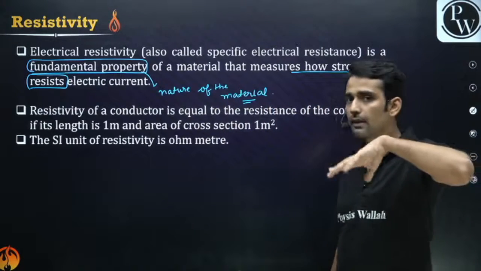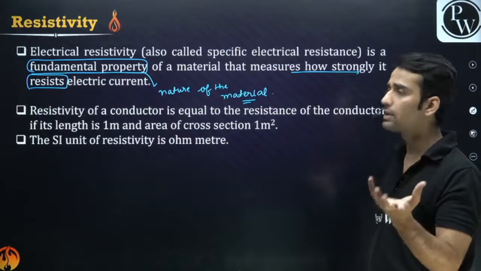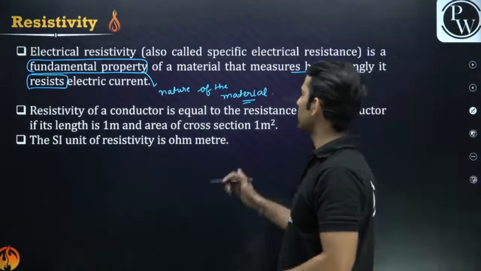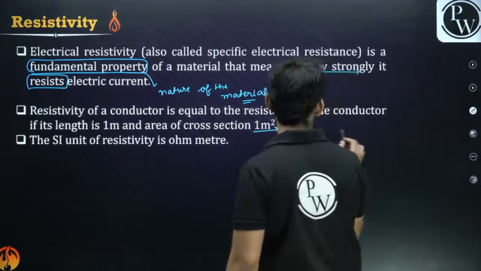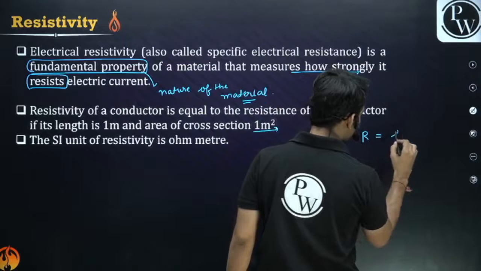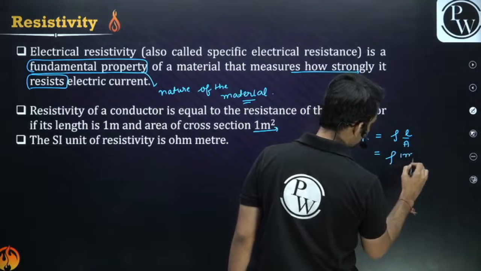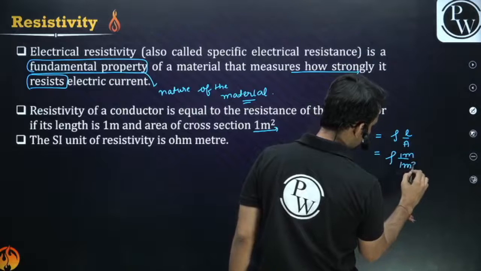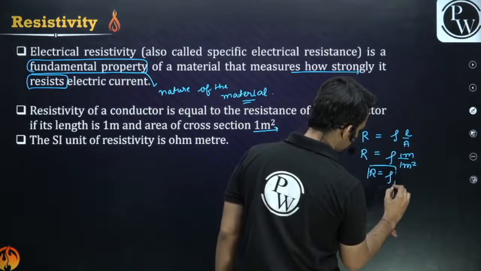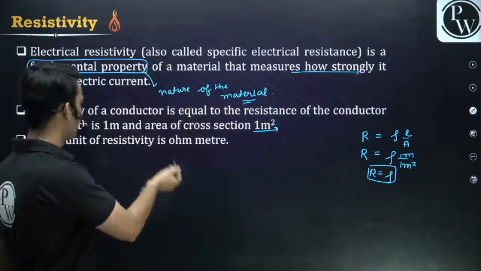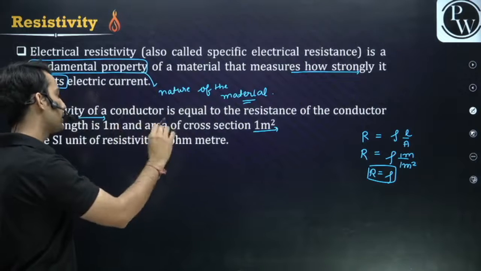That is resistivity. But this property is known as resistance, right? So using resistivity, you can measure resistance. Resistivity is equal to the resistance of a conductor of length 1 meter and area 1 meter square. R is nothing but rho L upon A guys. If length is 1 meter and area is 1 meter square, don't you think resistance will be equal to resistivity? This is what is written here. Resistivity of a conductor is the resistance for unit length and unit cross section.